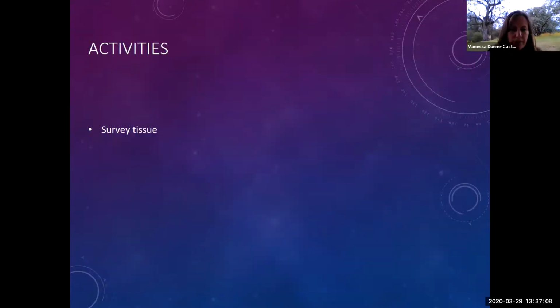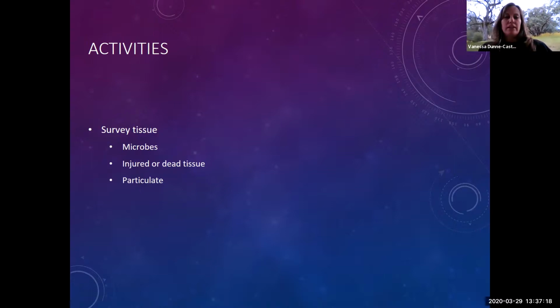So the job of these phagocytes is to survey tissue. They look for anything that shouldn't be there, including microorganisms like viruses, bacteria. They look for injured or dead tissue. This could even be the result of you bumping against that table this morning and that you killed some of your tissue inside of you, causing that bruising. And your phagocytes are responsible for going and cleaning up that dead or necrotic tissue.